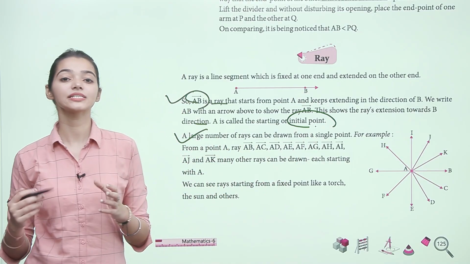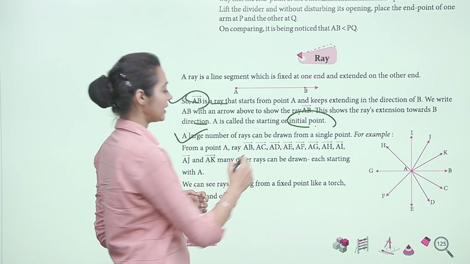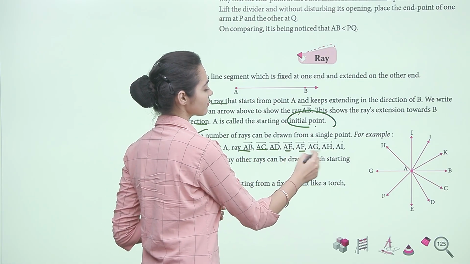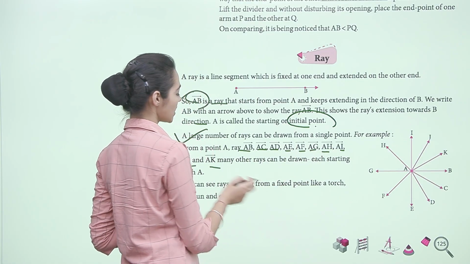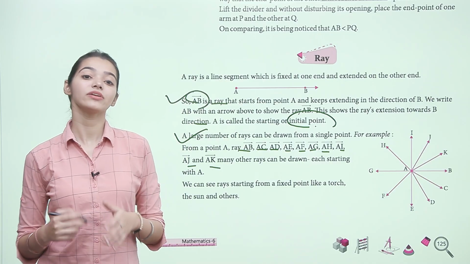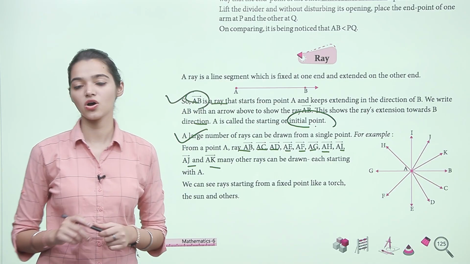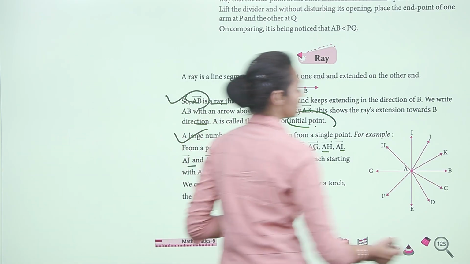A large number of rays can be drawn through a single point. For example, AB, AC, AD, AE, AF, AG, AH, AI, AJ and AK. We can see rays starting from a fixed point, like a torch or the sun and others.